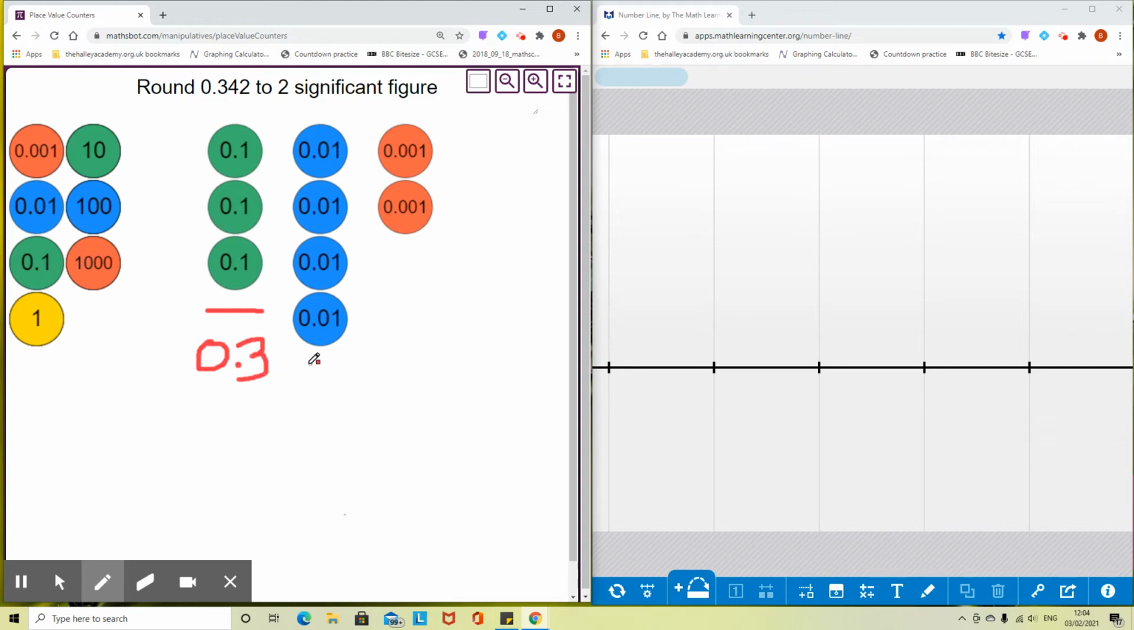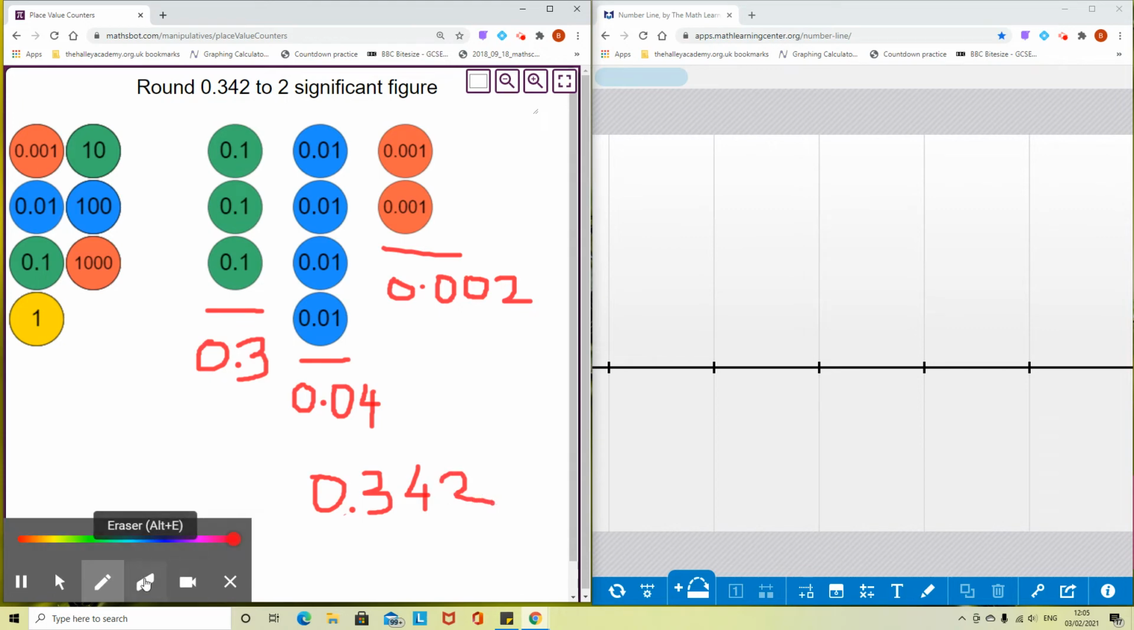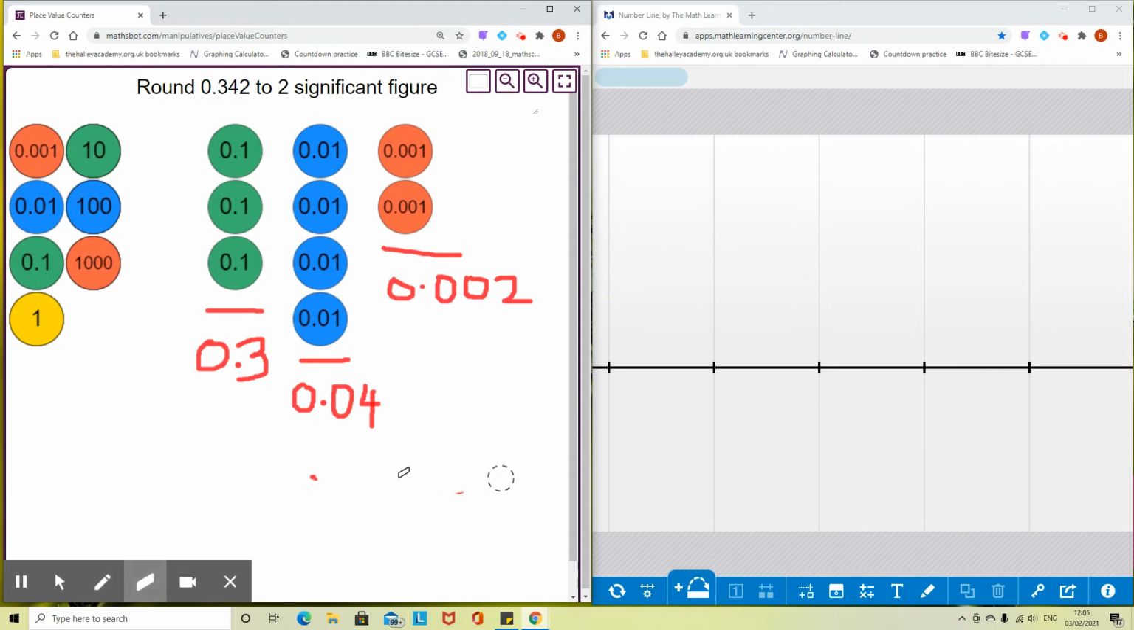If you add them, this would be 0.3. The total of the blue counters would be 0.04. The total of the orange one would be 0.002. Adding all of them would give us 0.342. Now, notice they asked us to round it to two significant figures.